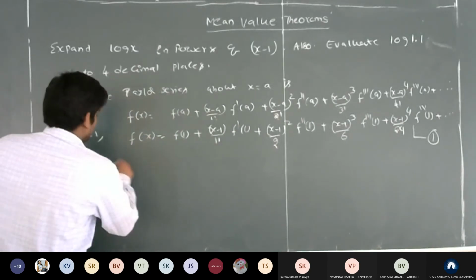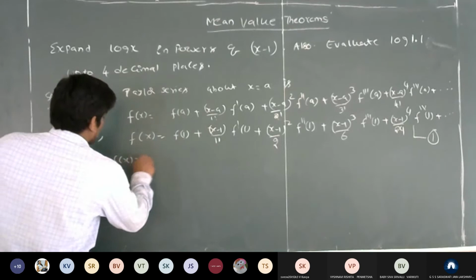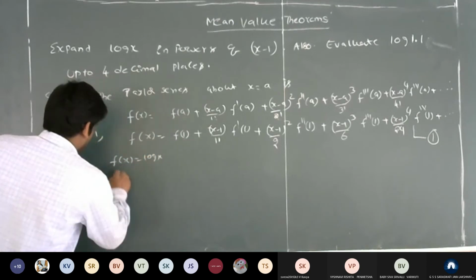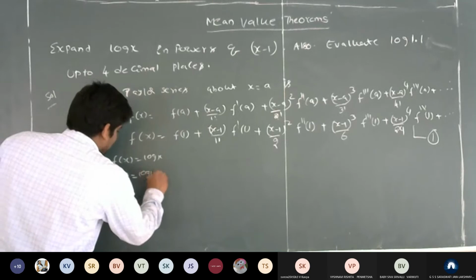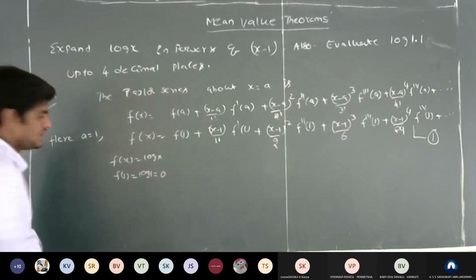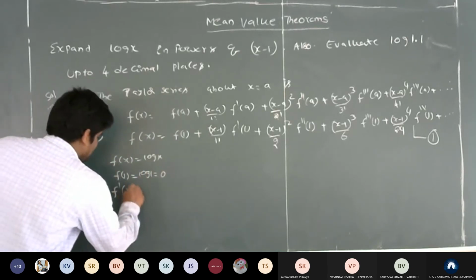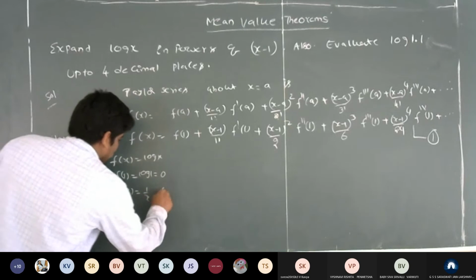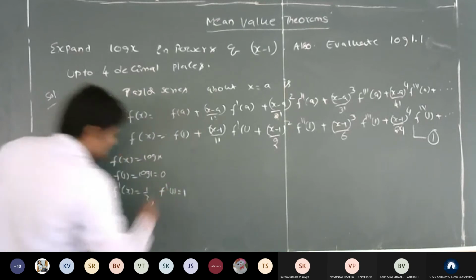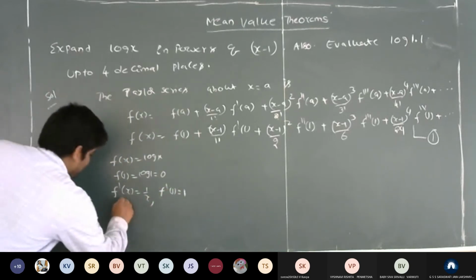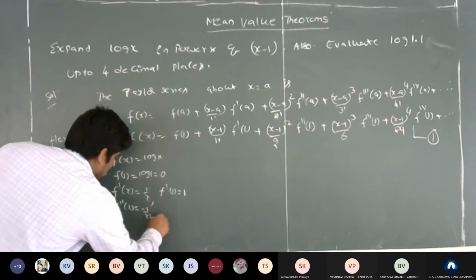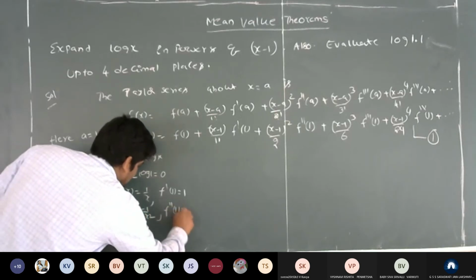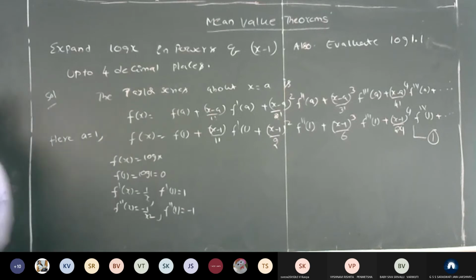Therefore, here f of x is equal to log x. What is the value of f of 1? This is log 1, so obviously this is 0. Next, what is the value of f dash of x? This is 1 by x. So what is the value of f dash of 1? This is 1. Next, f double dash of x is minus 1 by x square. What is the value of f double dash of 1? This is minus 1.